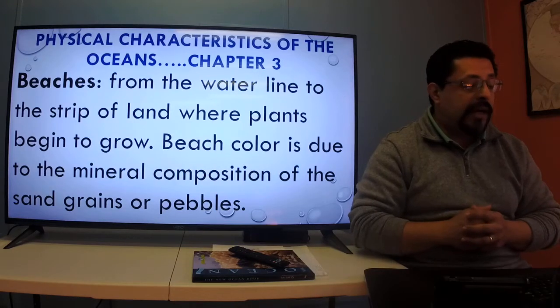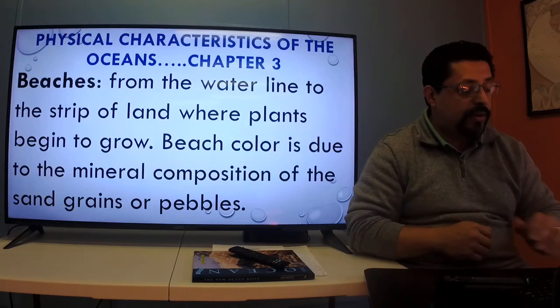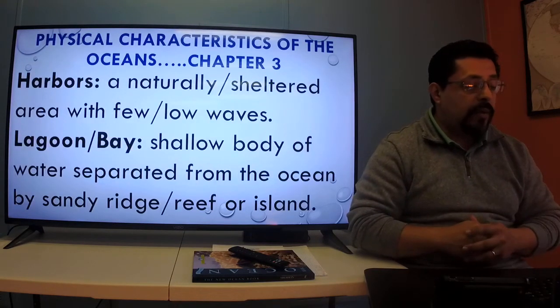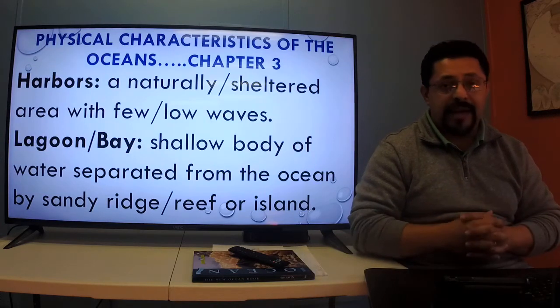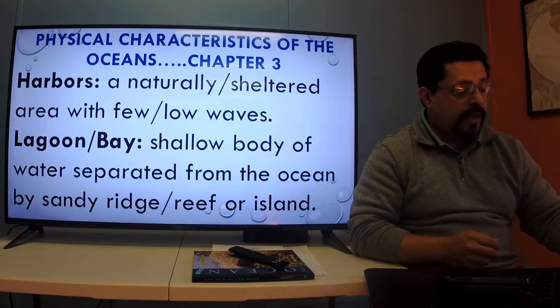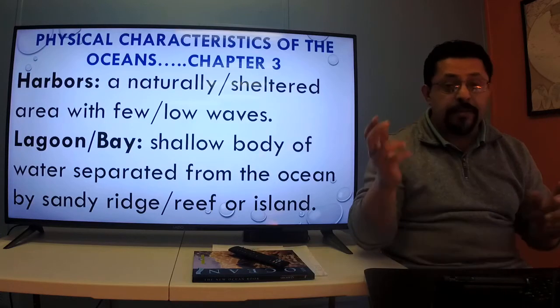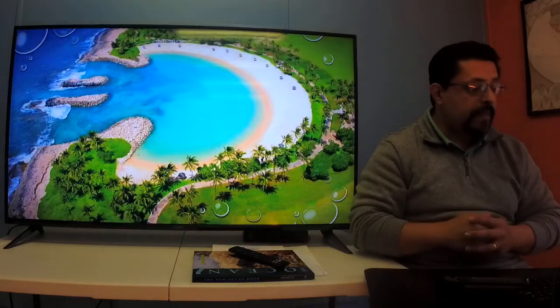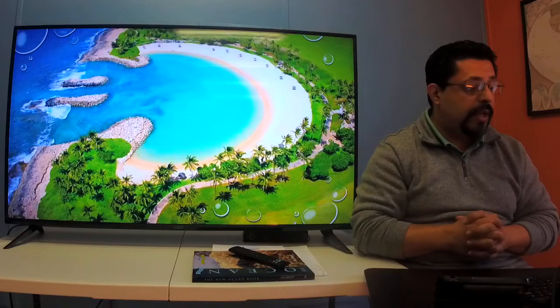Anyway, all right, so we talked about harbors. And we talked about lagoons and bays as well. And so we saw several examples of a harbor. There's one that is a beautiful harbor.